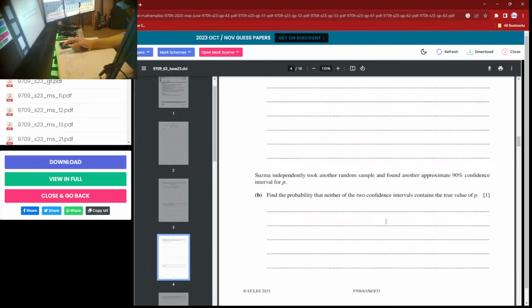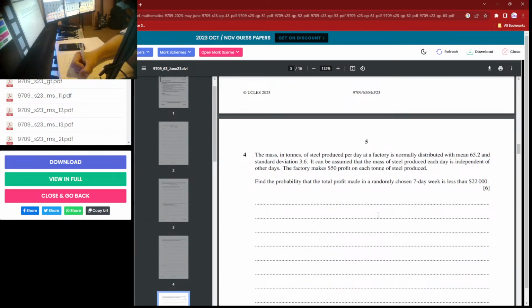So neither of the two confidence intervals. So for it to not contain the true value of p, it's 0.9 times 0.9. So it's 0.81.